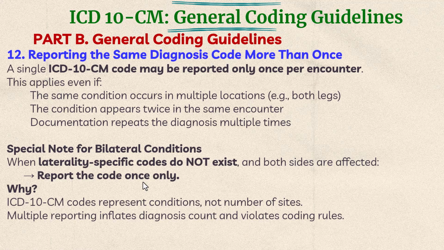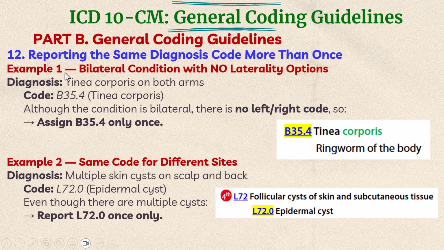Compared to CPT coding, this ICD-10 coding is slightly different here because ICD-10 codes represent conditions, not the number of sites. So multiple reporting inflates the diagnosis count and violates the coding rules. So in ICD-10-CM, you have to code a condition only once per encounter. So let's see some examples.